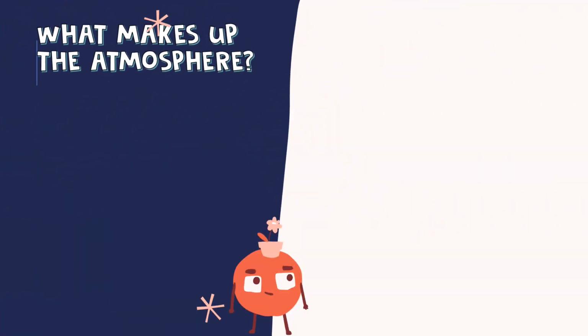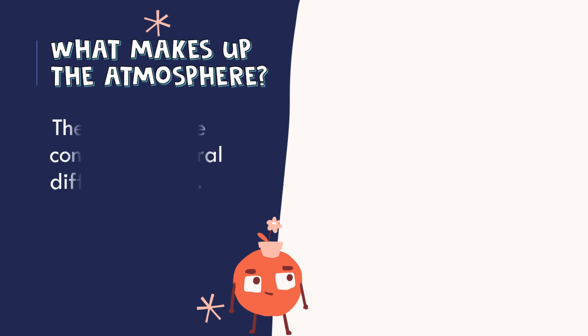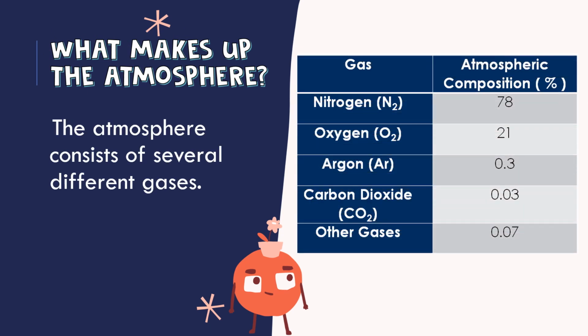What makes up the atmosphere? The atmosphere consists of several different gases. These gases are nitrogen, which is 78%, oxygen, which is 21%, argon with 0.3%, carbon dioxide, which is 0.03%, and some other gases, which comprise 0.07%.